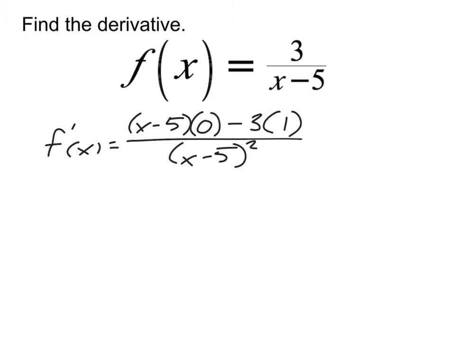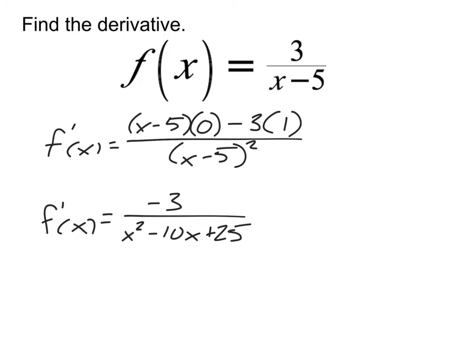Now notice if we simplify the top of this one, a lot of stuff simplifies because, of course, the 0 times x minus 5, that whole chunk just ends up being 0. So all we're left with on the top is just a negative 3. And on the bottom, it's either x minus 5 squared, or if we expand that out, x squared minus 10x plus 25. Which size is it?